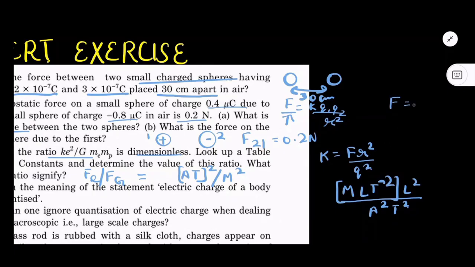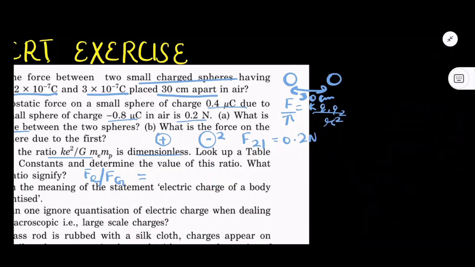So we know gravitational force is G m1 m2 upon r square. For G we can write force to be again M L T minus 2, and r square will be L square, so G will be force into r square upon m square. So we are given this. Now let's substitute all the values over here and check whether the ratio is dimensionless or not.